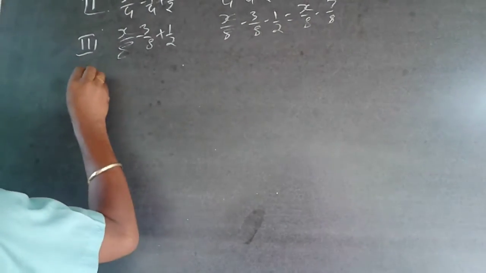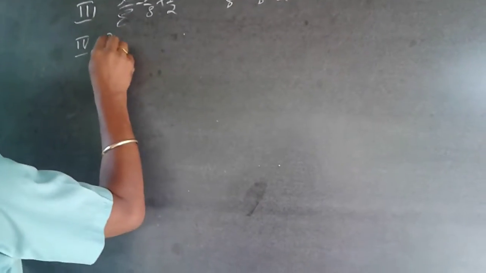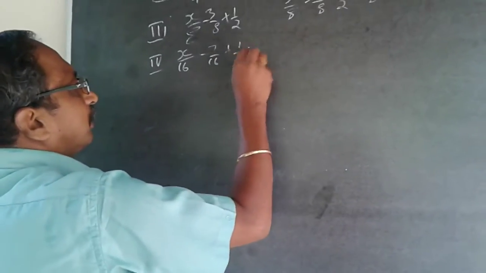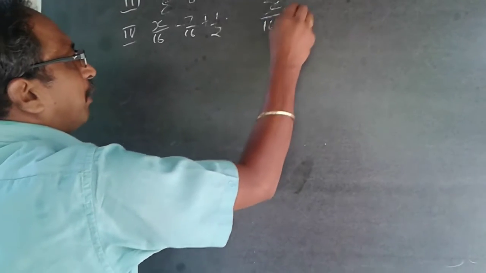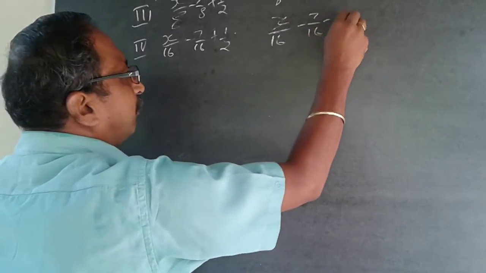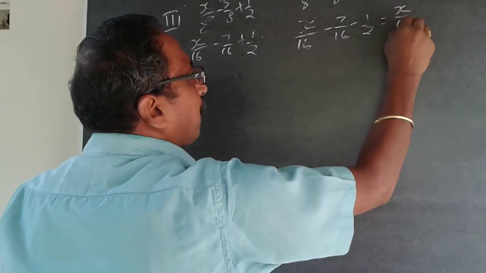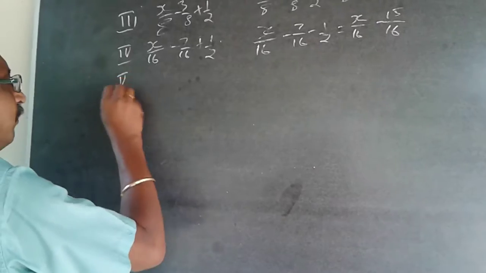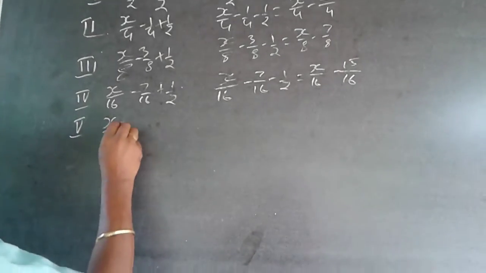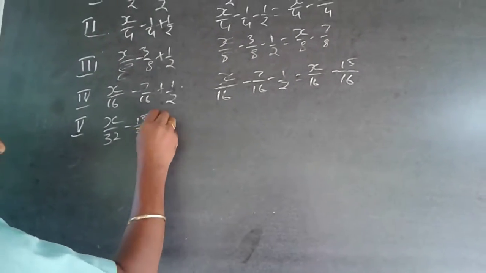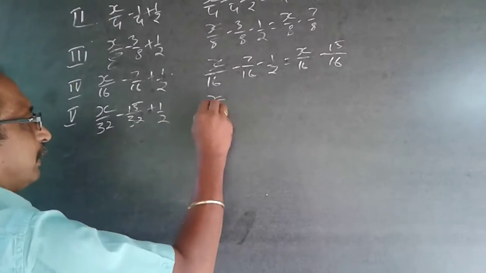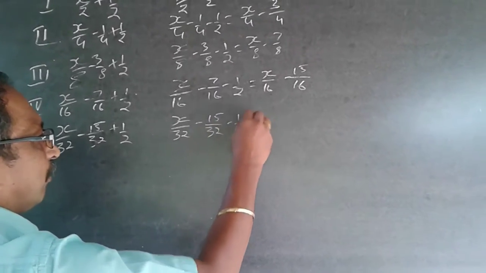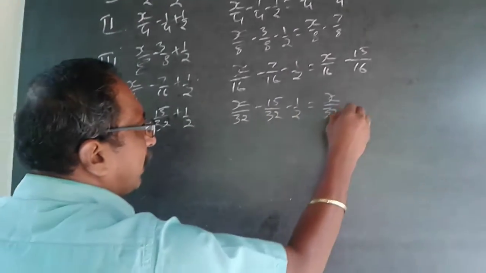To the fourth person, he will be giving away half of this, which will be x by 16 minus 7 by 16 plus half. The remainder will be x by 16 minus 7 by 16 minus half, which is x by 16 minus 15 by 16. To the fifth person, half of it will be x by 32 minus 15 by 32 plus half. The remainder will be x by 32 minus 15 by 32 minus half, which is x by 32 minus 31 by 32.